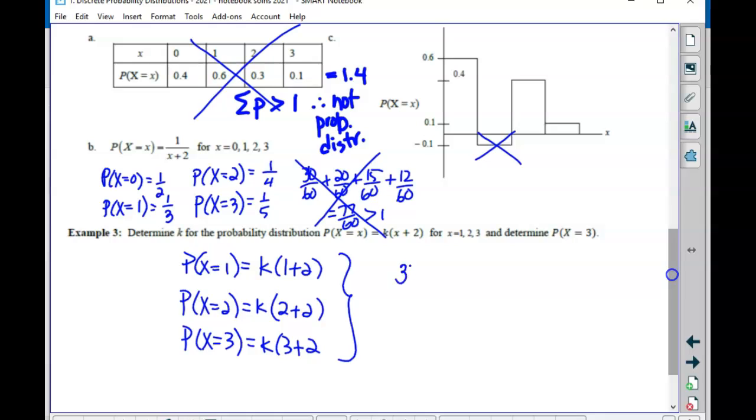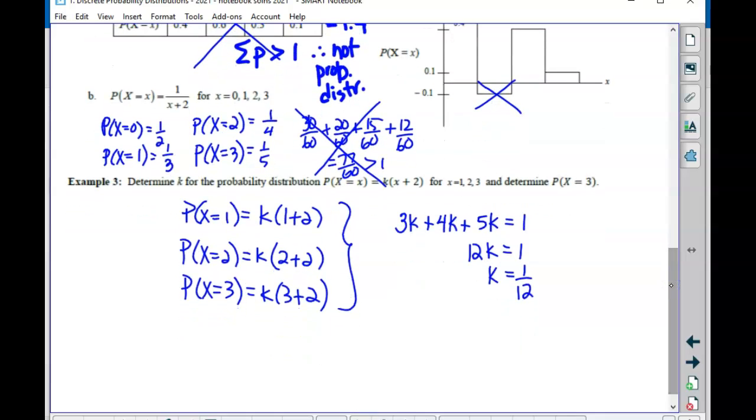Right? So that's going to be 3k plus 4k plus 5k equals 1. That's going to be 12k equals 1, so k is 1/12. So when k is 1/12, it will represent a probability distribution because the probabilities will add to 1. So that's our k value. And then determine the probability of x equals 3. So we put that back in here. So probability of x equaling 3 will be 1/12 times 5, which is 5/12.